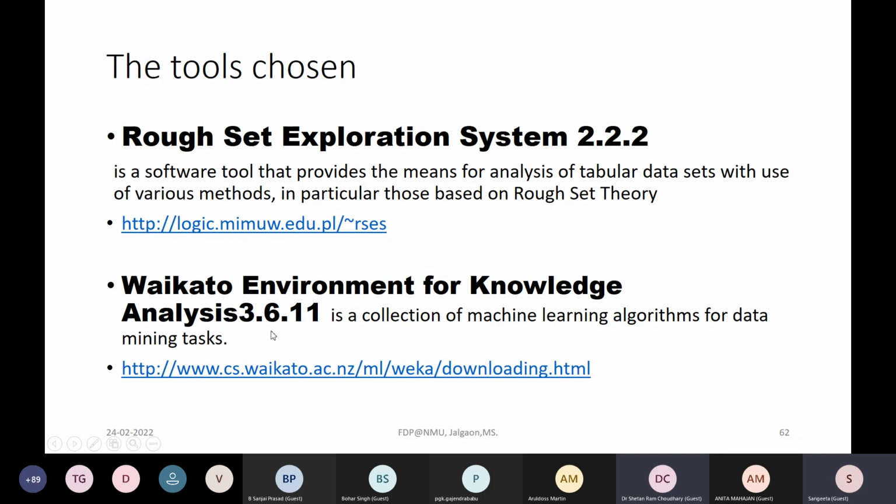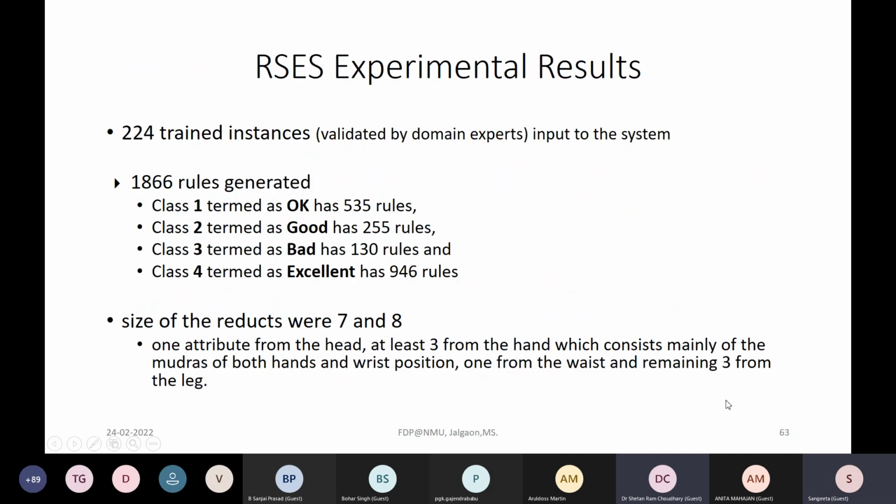And this is Weka. At that time I had used 3.6.11. So what were the experimental results? We used international, national and state level dancers to train our system. We physically went and met the dancers, and they had their mood swings. I'll tell you, that was the most difficult part I had, and I was in so much of a hurry to finish the project.